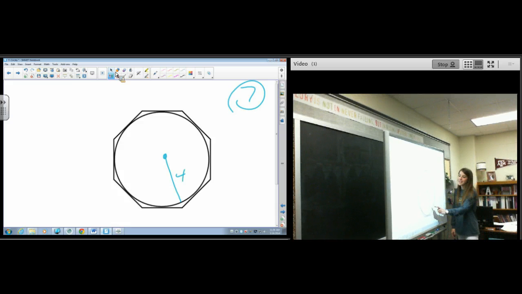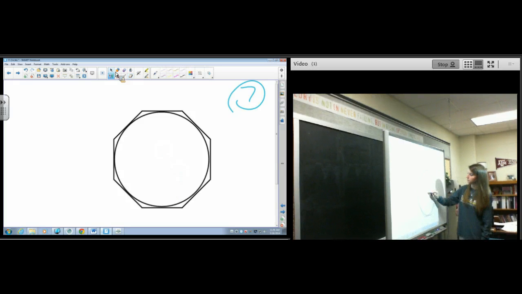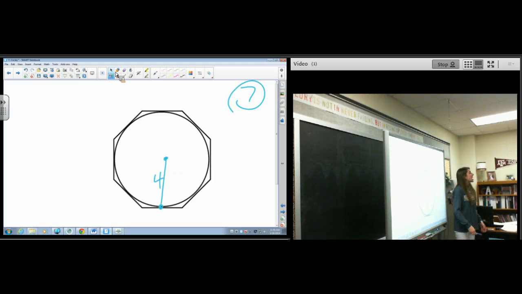You need to touch the circle and the octagon at the same time. You need to touch both of them. If you're not touching both of them, then throw your hands up and walk away. So, I'm going to draw this one right here. I'm touching the circle and the octagon. That's 4. In the octagon, is that the apothem or the radius?